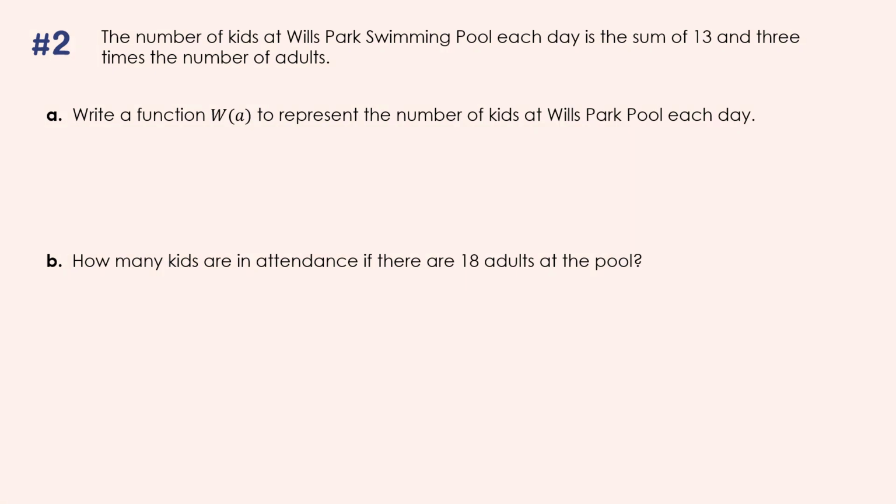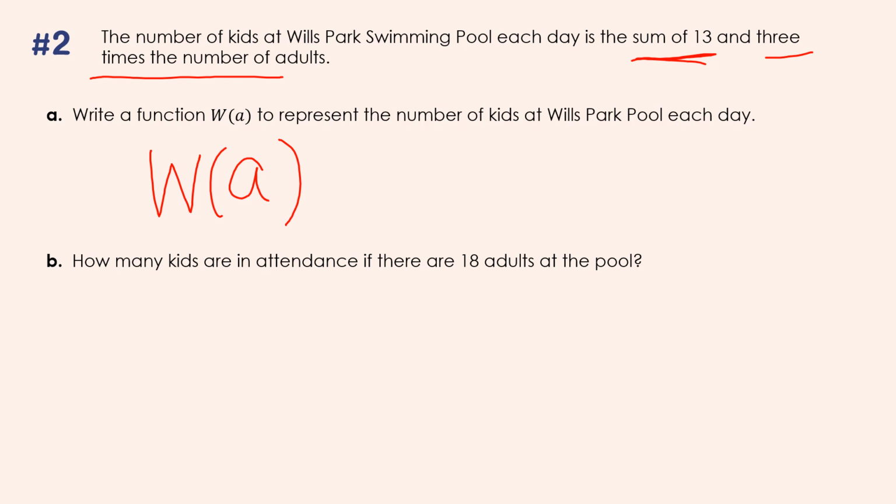Example 2, the number of kids at Wills Park swimming pool each day is the sum of 13 and 3 times the number of adults. We're going to write our function. We're going to call this W of A, and A is going to represent our number of adults, and W of A is going to be our total number of kids. So the sum of 13, sum means we're going to add 13, 3 times the number of adults, so 3 times A, or 3A.